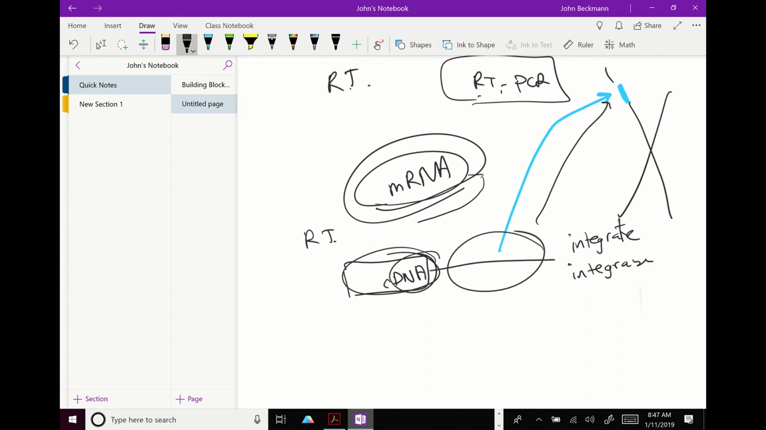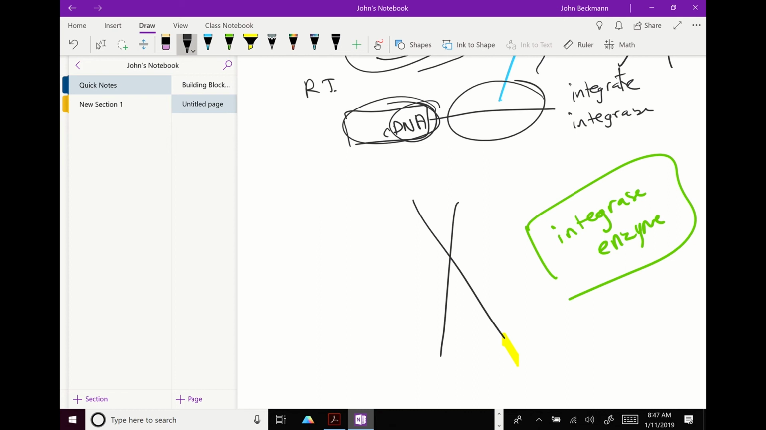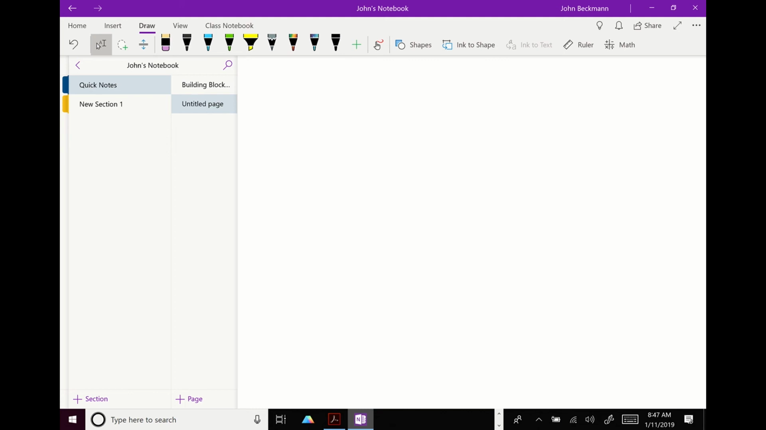Okay? Now that's important because sometimes we want to insert a gene into the genome. And the way that we do that is often with an integrase enzyme. Okay? So you want to know these names for the rest of your life. If you ever see an enzyme, you want to remember that name and you want to know what it does. How much time? Okay, 3 minutes.